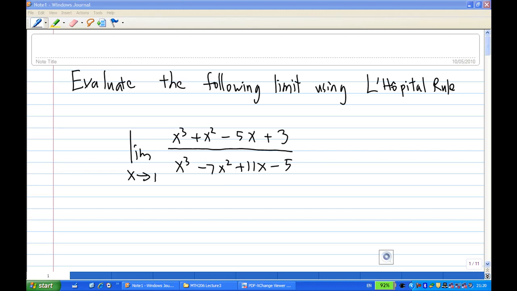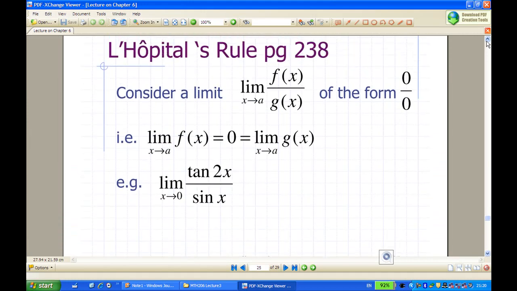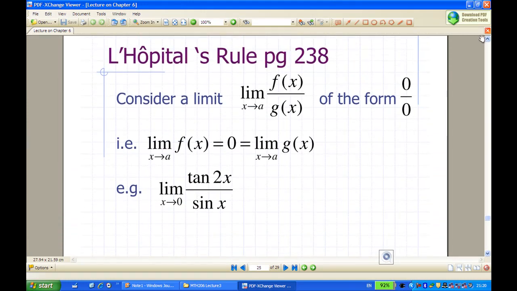Now, to evaluate this limit, you must recall what L'Hopital's rule is. You can refer to David Brandon's text, page 238. Consider a limit as x approaches a of f of x over g of x. Suppose this is of the form 0 over 0. That is, the limit of f(x) as x approaches a is 0, and the limit of g(x) as x approaches a is 0. Such as the limit of x approaching 0 of tangent 2x over sin x, where a is equal to 0, f of x is tangent 2x, g of x is sin x.